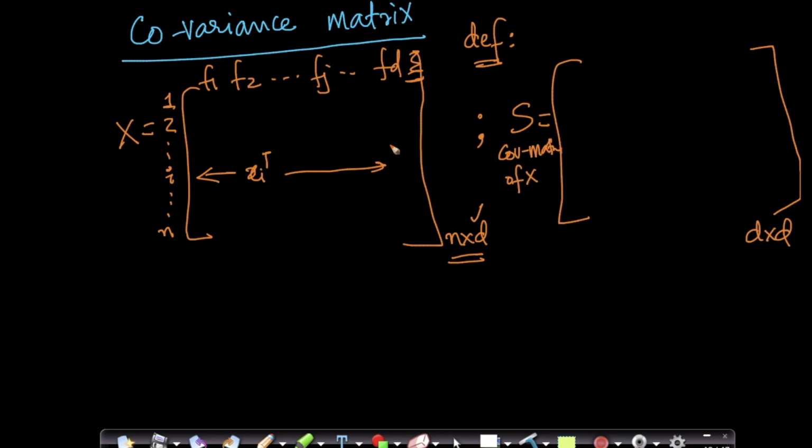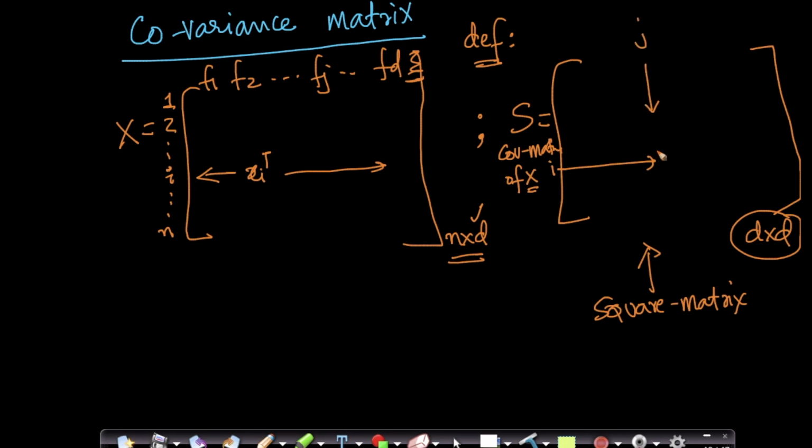I was getting confused because X and S sound similar. So the covariance matrix of my data matrix X is written as S, and it is D cross D. It's a square matrix, because the number of rows and the number of columns are the same. The element in the ith row and the jth column is called Sij.